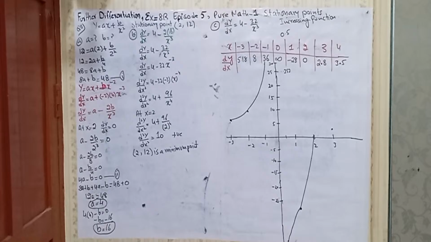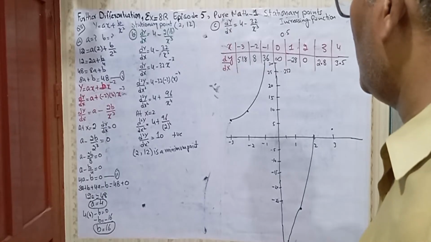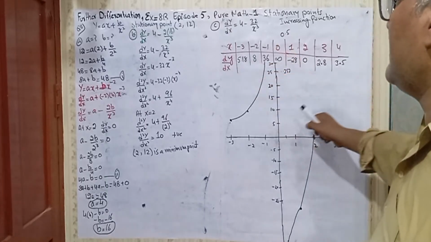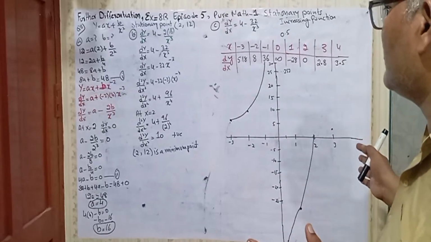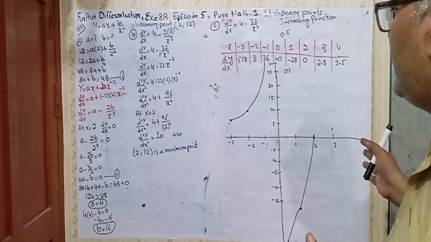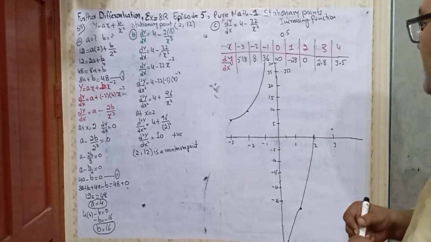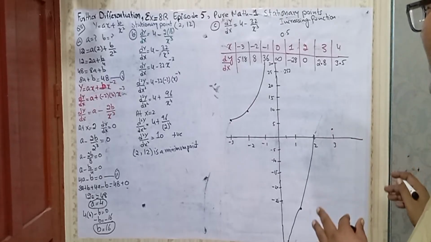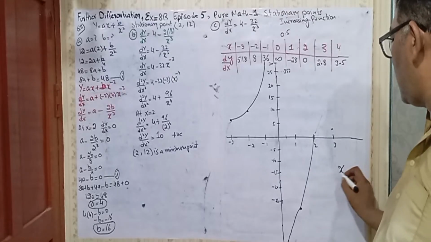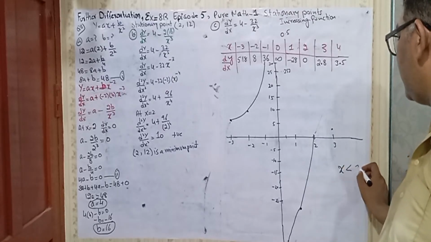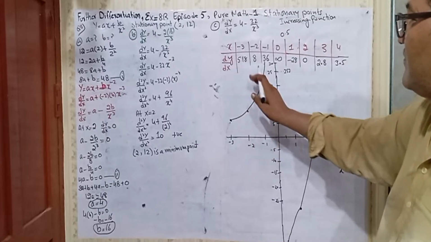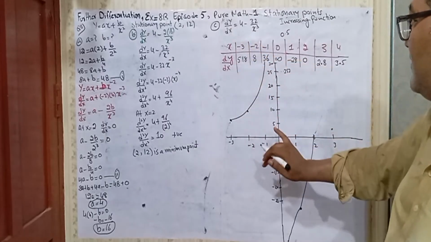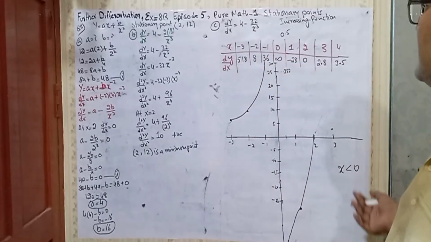So when it is increasing, this is the graph for the dy by dx. When your dy by dx is positive, so this goes above this after this. So for the values of x less than 0, you can see the graph of dy by dx will be positive, and so that will mean increasing.